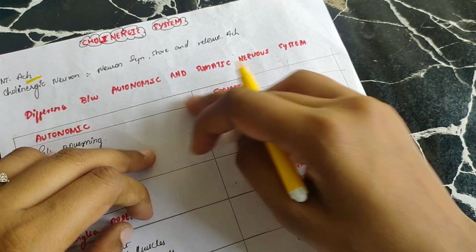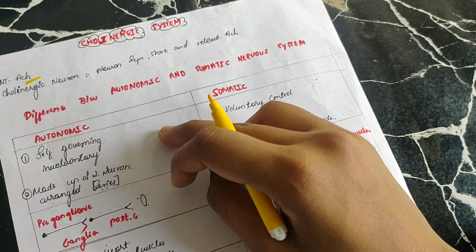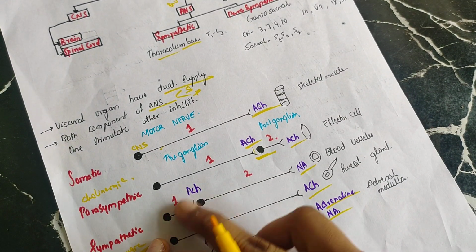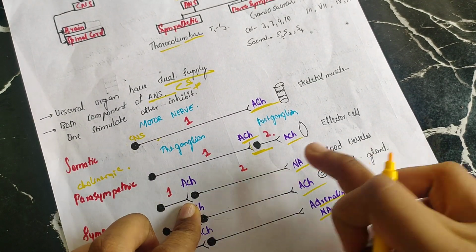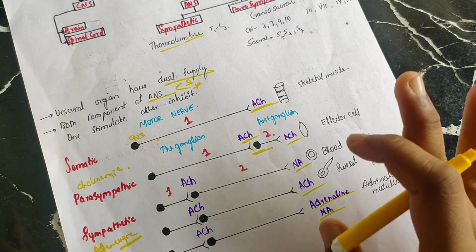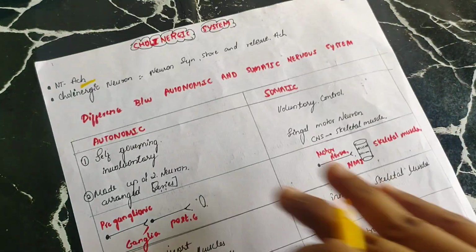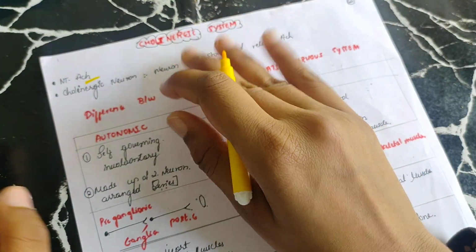Whereas in the sympathetic nervous system also, preganglion secretes acetylcholine, but it should be acetylcholine in both preganglion and postganglion. Then we call it parasympathetic nervous system or cholinergic nervous system. Neurotransmitter will be acetylcholine. You are done with this.